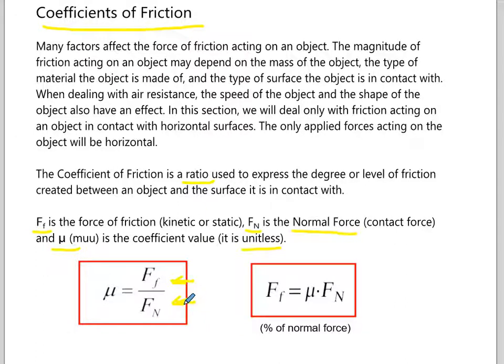So this is one way you can see the coefficient expressed. It's the force of friction over the normal force. Or, and this is a slightly different way of approaching it, if you rearrange that equation, you can think of mu as the percent of the normal force that turns into a force of friction. I like that method because it allows me to think a little bit differently when I start to see coefficients of friction.